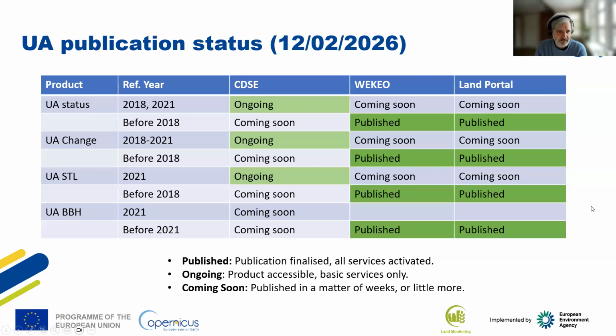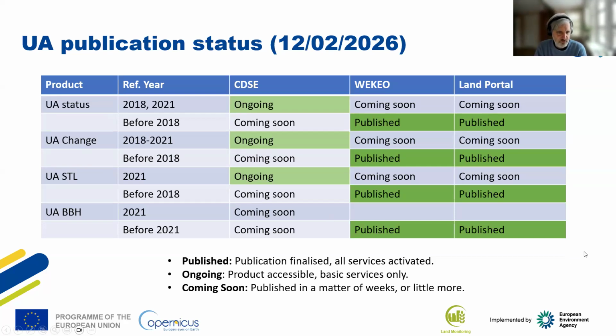This is the status as of today. You see here the 4 Urban Atlas products, so Urban Atlas Status, Urban Atlas Change, Urban Atlas Street Tree Layer, and the Building Block Height. You see in the reference here the 2018-21, which is the publication we are talking about today at this workshop. And then we have the files which are before 2018. And this is the pattern here.